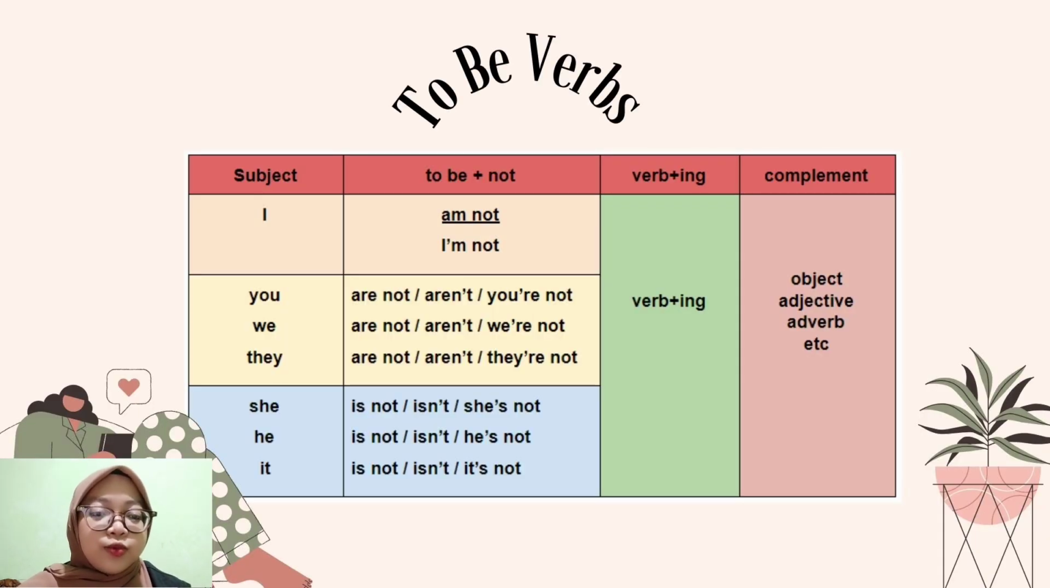Next is to be verbs. For example, I pairs with am and then add not, plus verb with -ing, plus object or complement. So an example is: I am not cooking dinner right now, or I'm not cooking dinner right now. I am not or I'm not, it's the same.